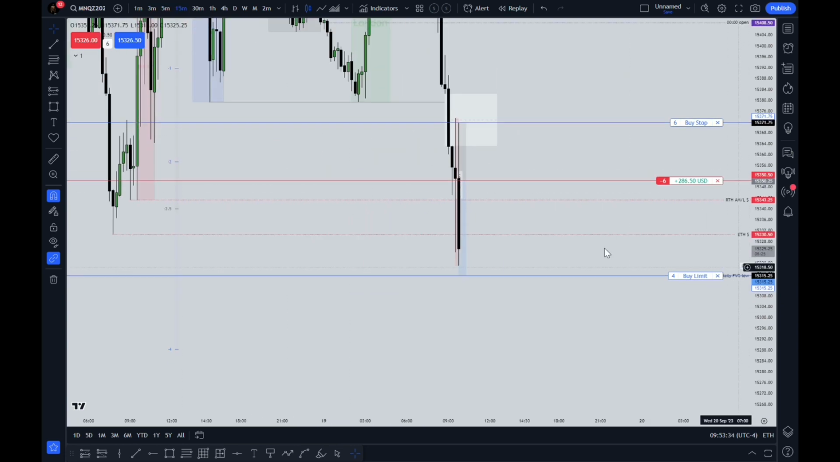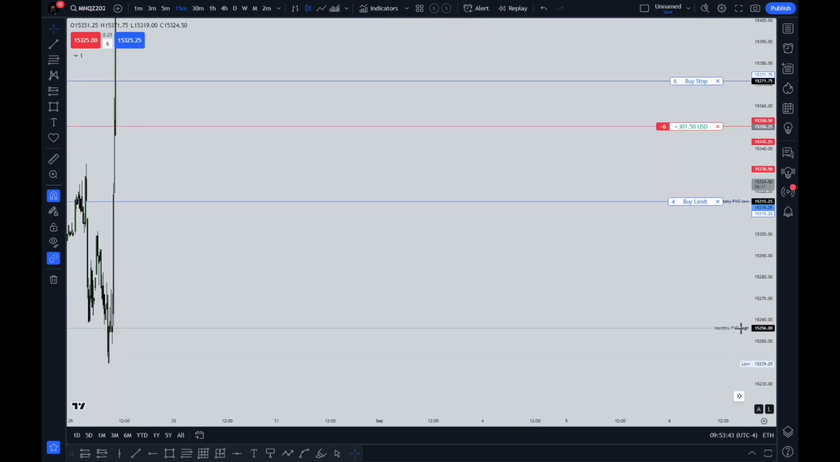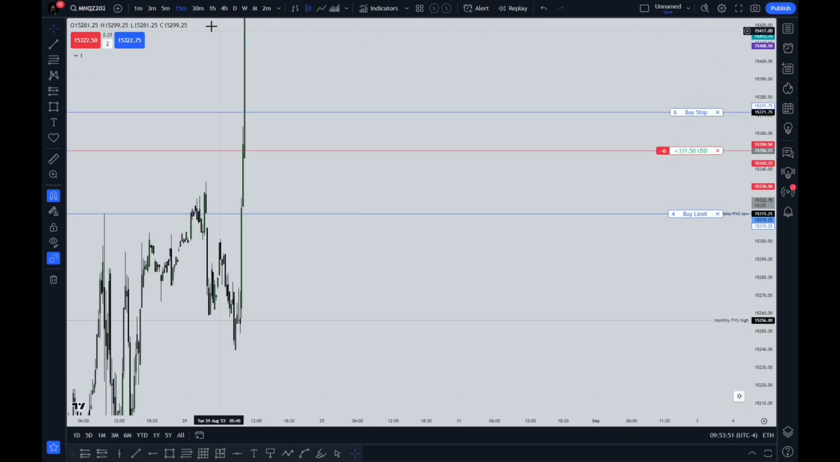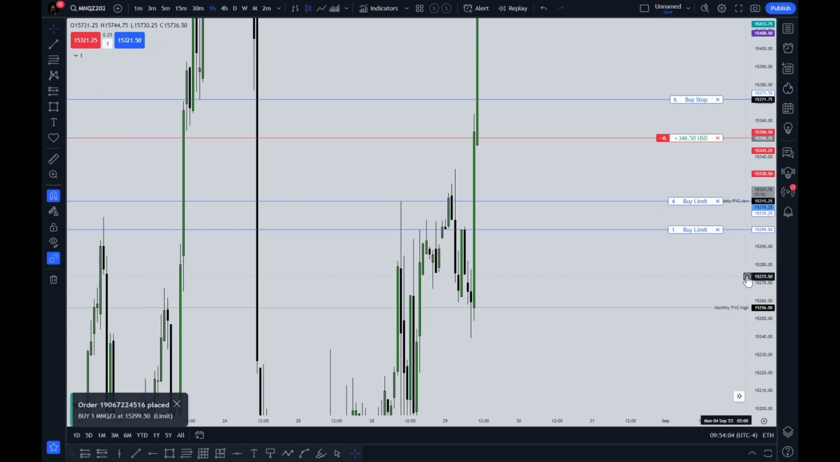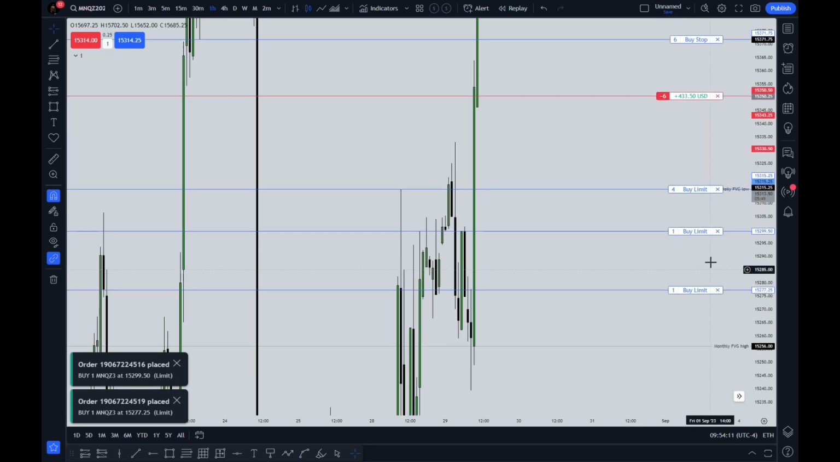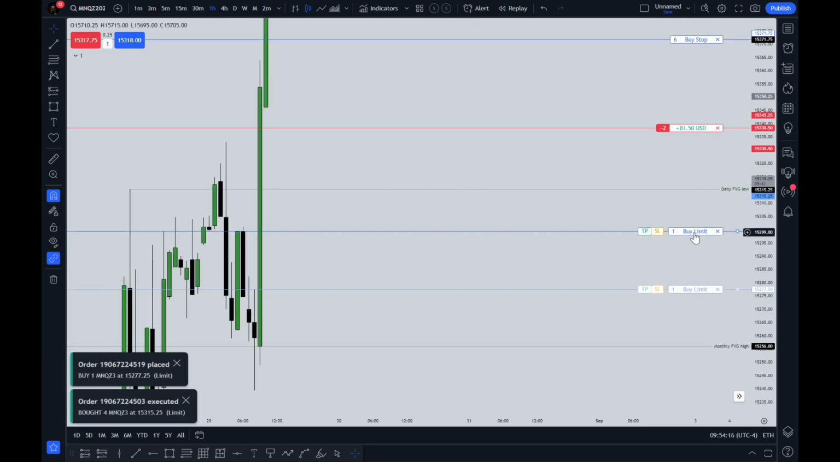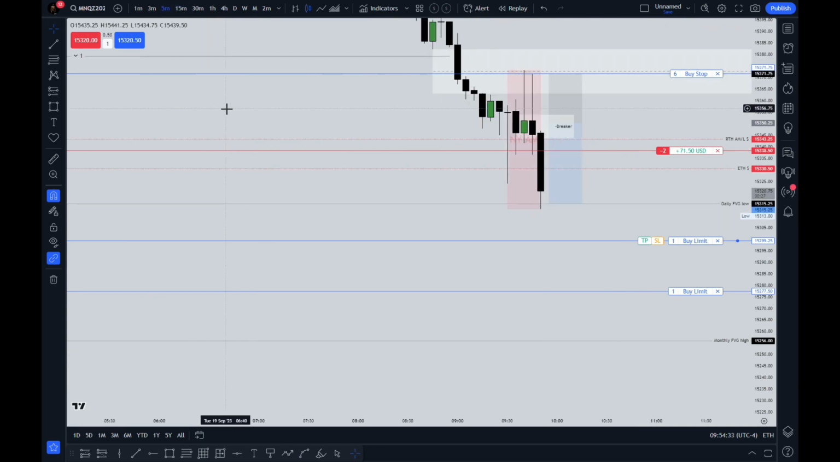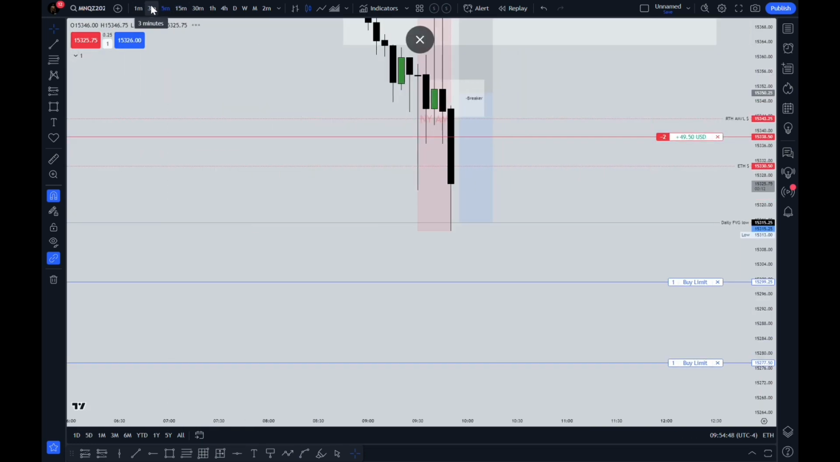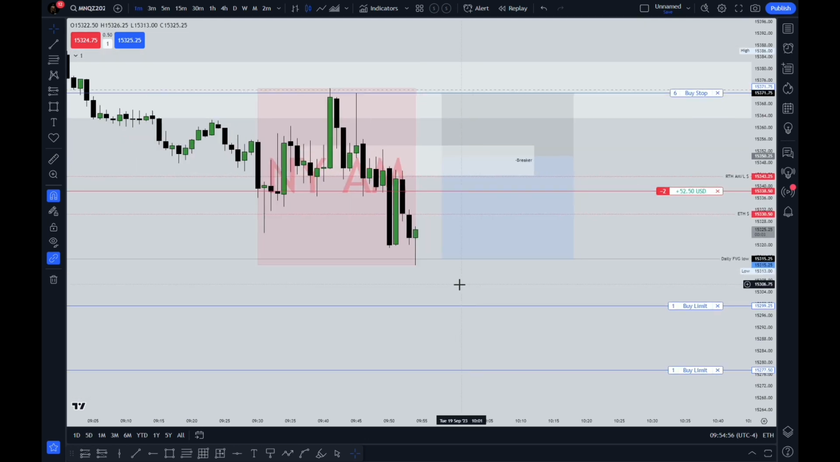I take 1 micro out at a balanced price range, a level where there's a lot of inversed FVGs. You can see there's a BISI which got fully rebalanced, a SIBI, and then I take the last runner at the bottom of that 1 hour fair value gap, so the low of the 1 hour BISI. And we now see a move up.